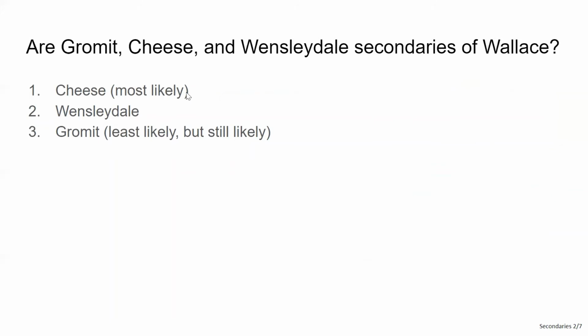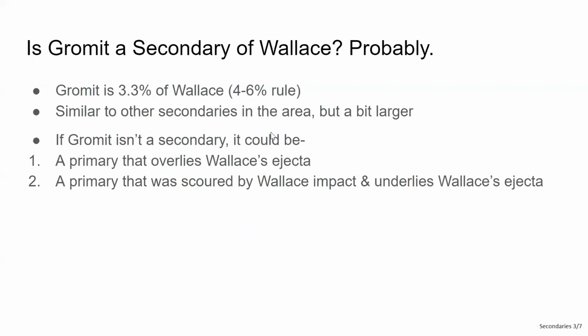It has all the characteristics of a secondary crater. Wensleydale is next likely, and Gromit is the least likely, but still is probably a secondary. So I'll walk you through that. First, let's talk about Gromit.